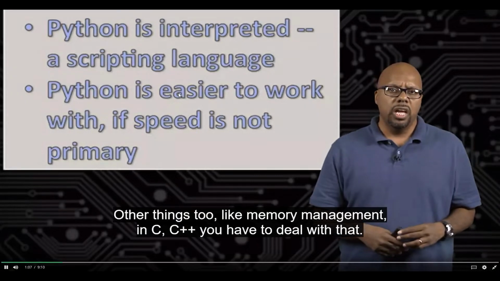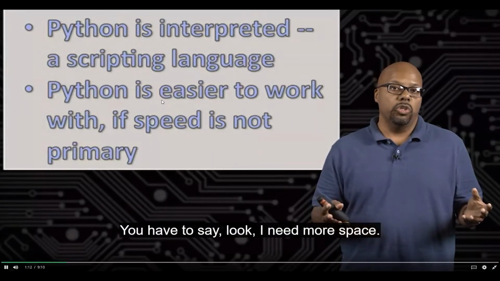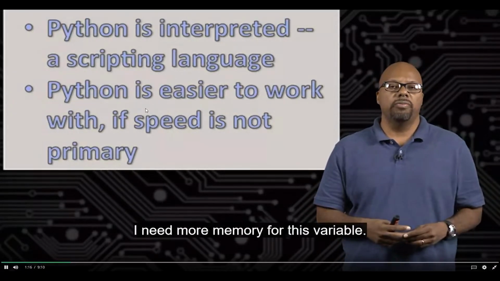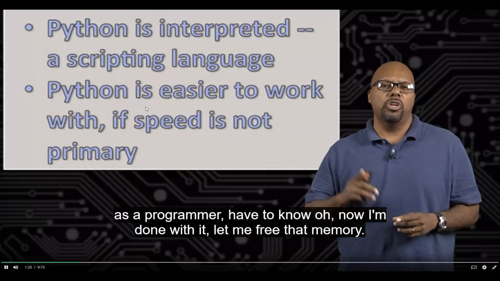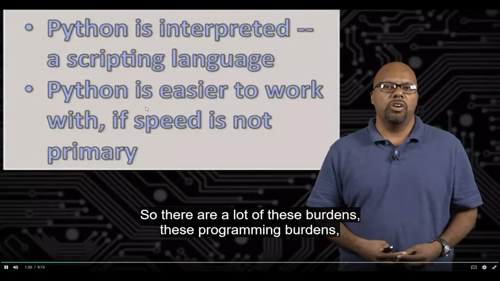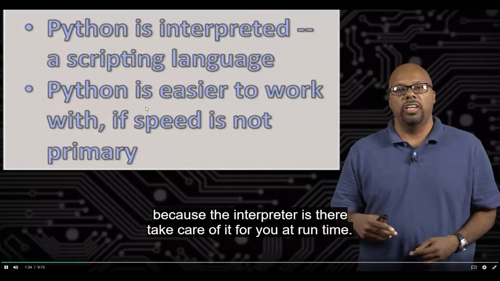Other things too, like memory management. In C, C++, you have to deal with that. You have to say, look, I need more space. There's a function called malloc. You can allocate more space. I need more memory for this variable. In Python, you don't have to say that. It'll just make it for you, right? And when you're done with it, it'll get rid of it. So when you're in C, you have to make it explicitly, and you, as a programmer, have to know, oh, now I'm done with it. Let me free that memory. So there are a lot of these programming burdens that you don't have to deal with in a language like Python because the interpreter is there to take care of it for you at runtime.